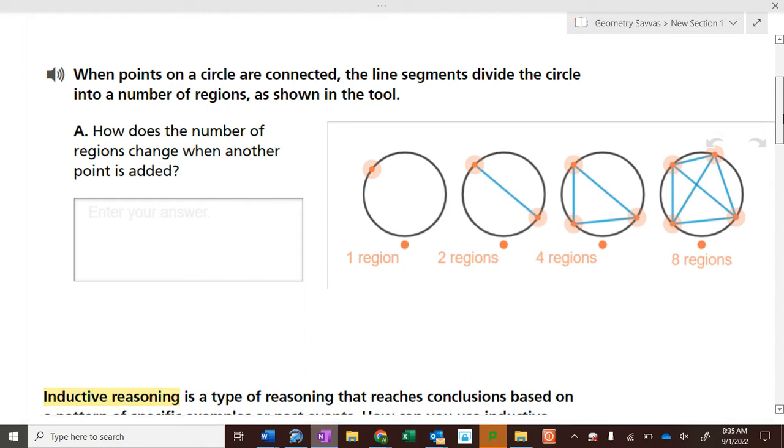If we have 1 point, there's no line to connect, so there's one region. If you put 2 points on a circle and connect them with a line, it divides it up into 2 regions. If we put 3 points on a circle and connect them all with lines, there's 1, 2, 3, 4 regions. If we put 4 points on a circle and connect them all with lines, it makes 8 regions. So then, if we put 5 points on the circle, how many regions will we have?